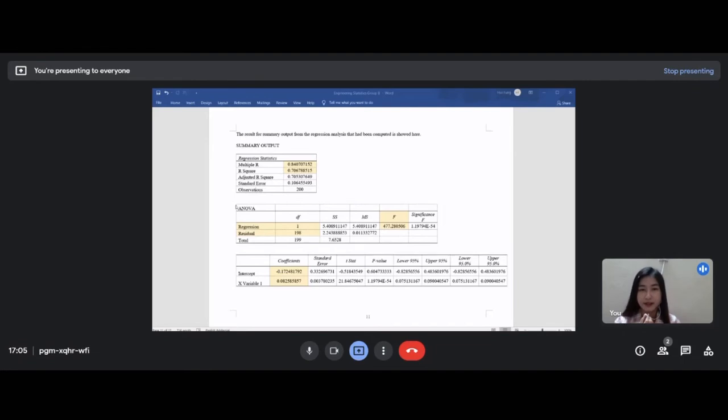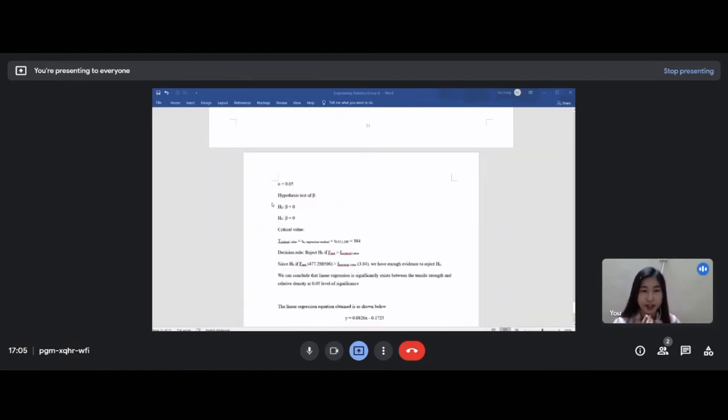Besides, in the ANOVA table, we need to do the analysis test, and then find the critical value and the decision rule. We will reject H0 if the F test is more than F critical. Since our F test is greater than the F critical value, we have enough evidence to reject H0. We can conclude that a linear regression significantly exists between the tensile strength and the relative density at the 0.05 level of significance.